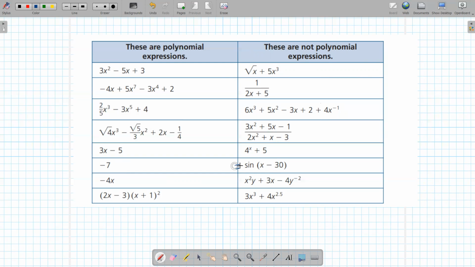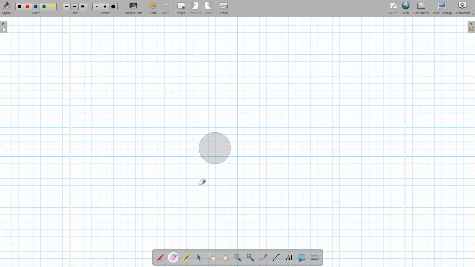What about this sine thing? Is that a polynomial? No, it's a trigonometric function, trig function. And here you have multiple variables going together. That's also not a polynomial. There's also a -2 here. Here there's a 2.5. So that's how you distinguish if something is polynomial or if something is not polynomial, okay?